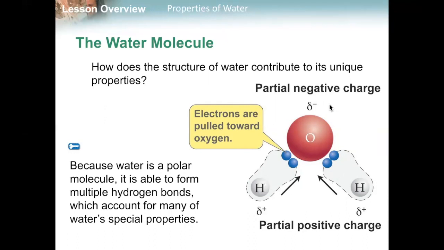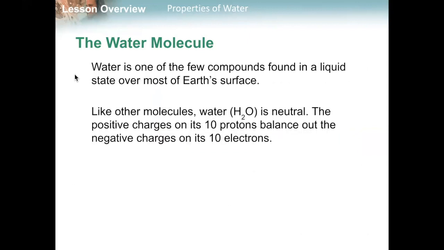The positive and negative partial charges come from the fact that these two pair and these two pair, and there's two more remaining pairs, forming a tetrahedral shape, not opposite. They can't form opposites because the tetrahedral is in 3D. Water is one of the few compounds found in liquid state over most of the Earth's surface. Like other molecules, water, H2O, is neutral. The positive charges on its 10 protons balance out the negative charges of its 10 electrons.